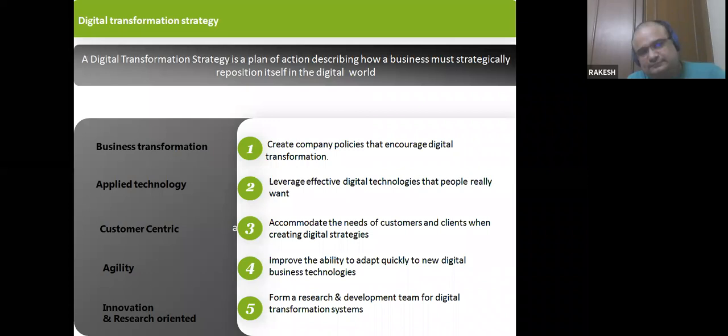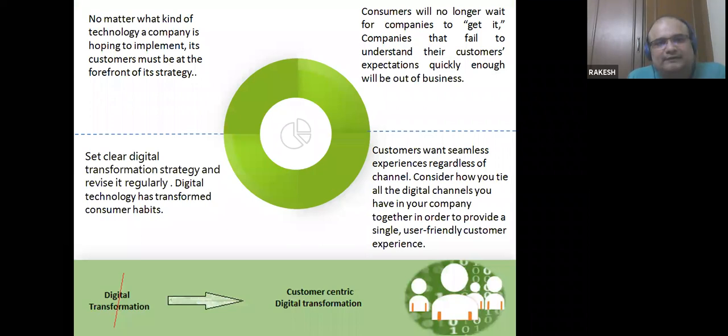Digital strategy: I just gave a high-level example here. I can't define a digital strategy for anyone. Every company has its own strategy, and every individual has their own strategy. So digital transformation to customer-centric digital transformation is this age. We are not simply transforming and adopting the technology. Customers want a seamless experience regardless of channels. Consider how you will combine the digital channels you have in your company in order to provide a simple, user-friendly customer experience. No matter what kind of technology a company is hoping to implement, the customer must be at the center.